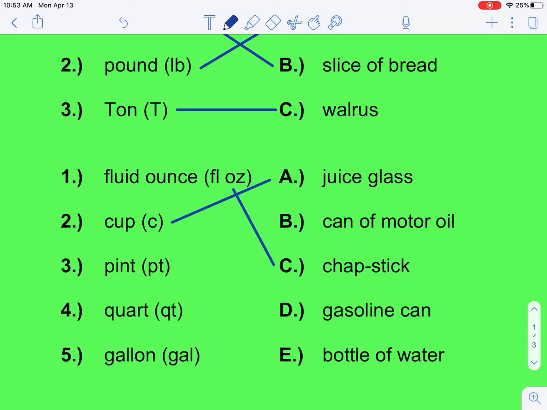A pint would be just like a normal sized bottle of water. A quart would be a can of motor oil, so a little bigger. And then a gallon would be like a gas can, like one of those red gas cans. Those big ones usually hold like 5 or 8 gallons, but a smaller red gas can holds about 1 gallon of gas.